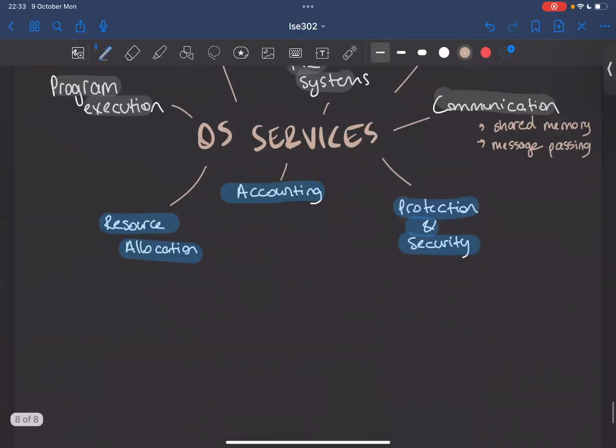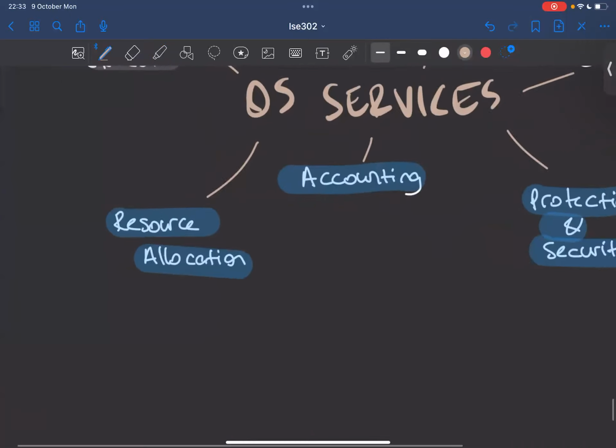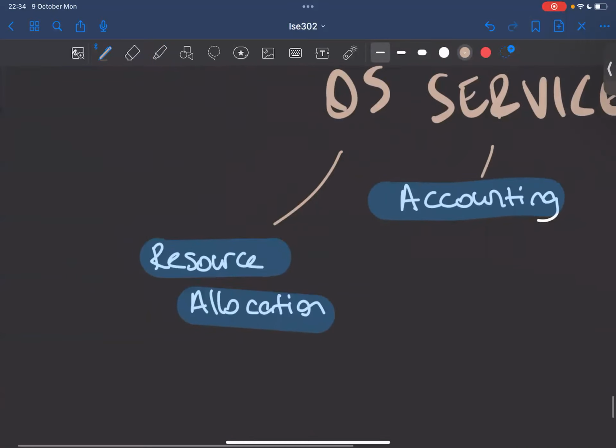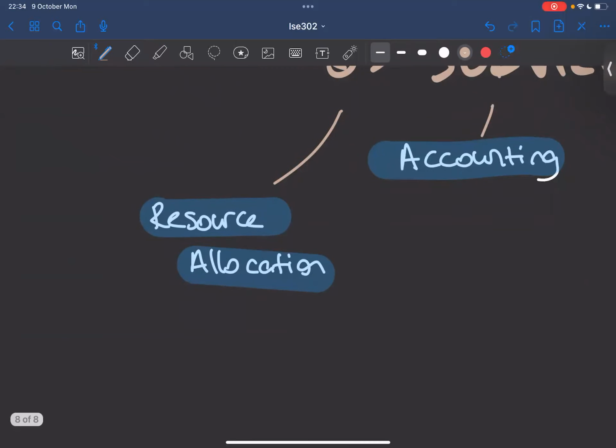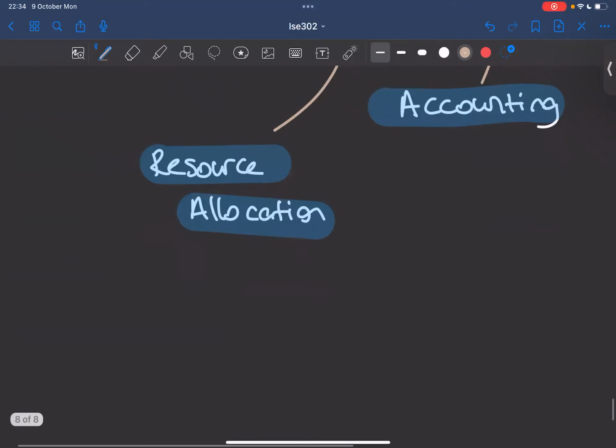And let's look at the system-oriented operating system services. Resource allocation. We can say that when lots of users or jobs are running at once, the operating system has to decide who gets to use what. It's like sharing toys. The operating system makes sure everyone gets their fair share.